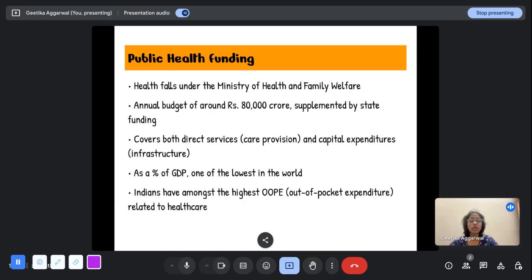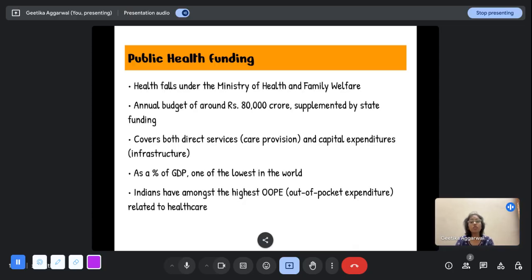Now let's talk about how public health is funded. What is the funding the public health receives in India? Health falls under the Ministry of Health and Family Welfare, as I already discussed, and the annual budget is around 80,000 crores for public health, and it is funded by state funding. So every state gives certain funding separately from this 80,000 crore that is given from the central government. And this covers both direct services of care provision and also capital expenditures of the infrastructure that comes in these different health centers that we just discussed.